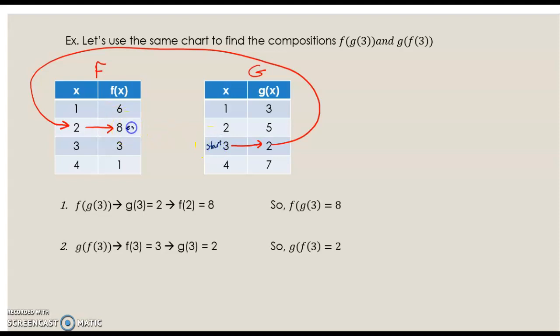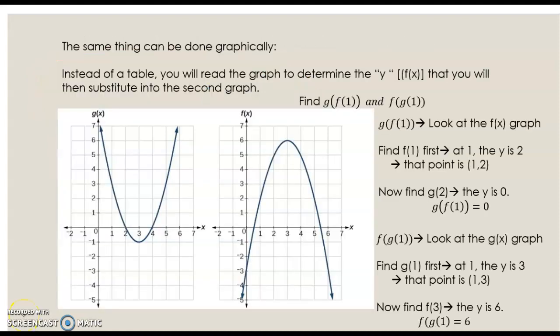and we ended here. The next one is g of f of 3. We'll start here at f of 3, which goes through to 3. Then you take that 3 over to g, and it ends at 2. So g of f of 3, you've got f of 3 is 3. g of 3 then is 2. So g of f of 3 is 2. That's how compositions work. Okay?